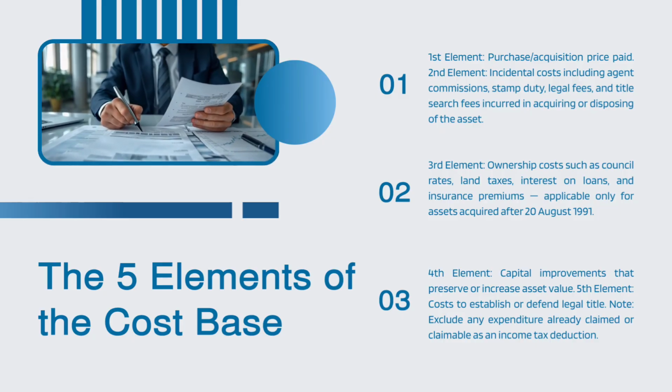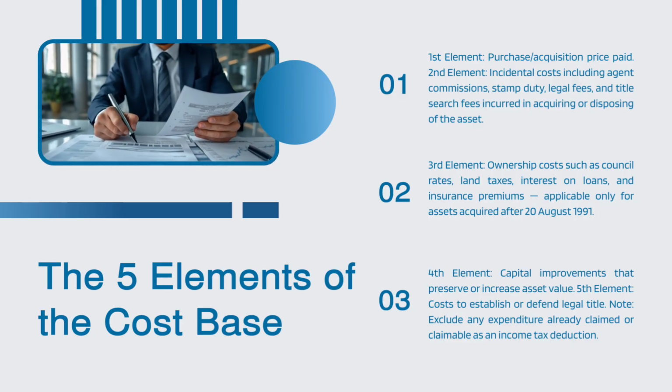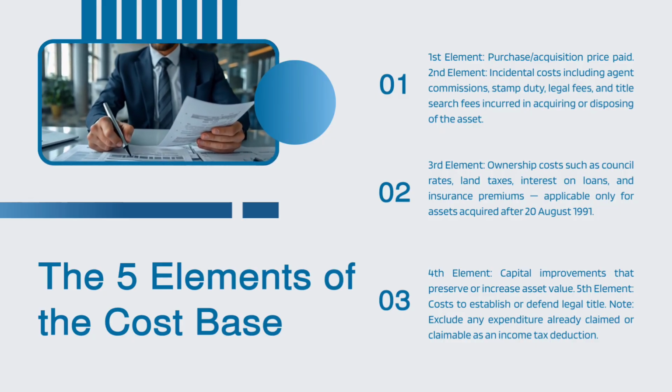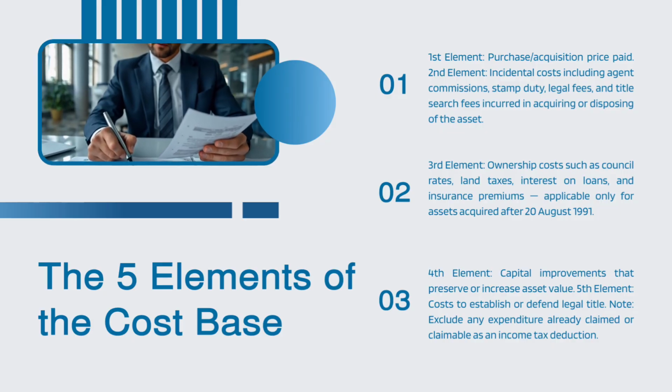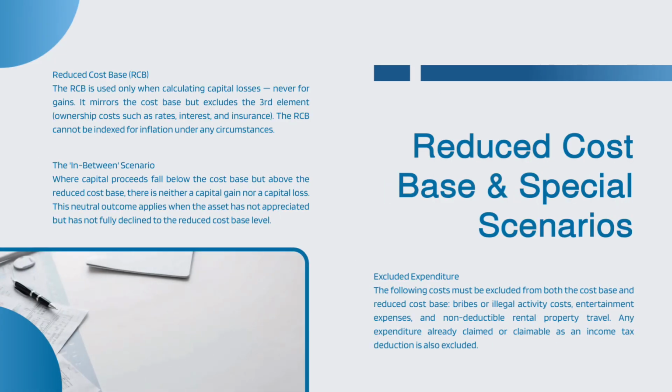The absolute golden rule here is double dipping is prohibited. If an expense was claimed or could be claimed as a regular tax deduction against income, it is stripped out of the cost base. To figure out if a client made a loss, we look at the reduced cost base.